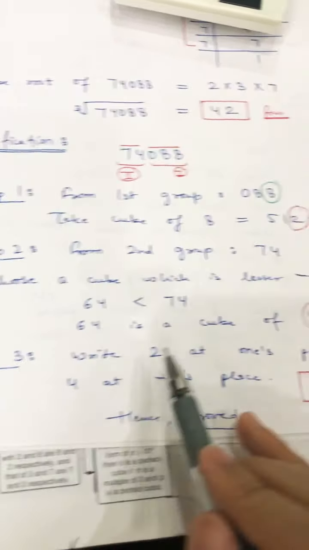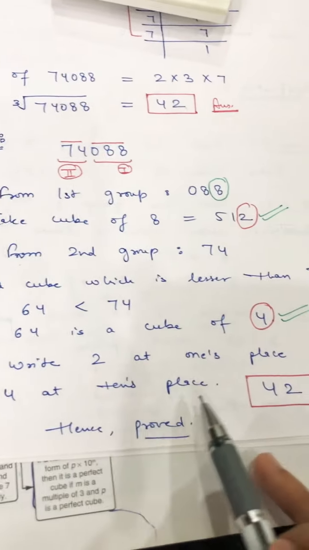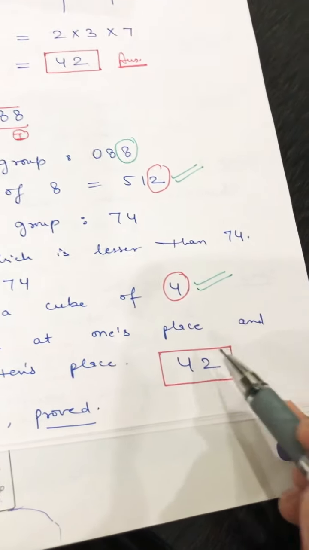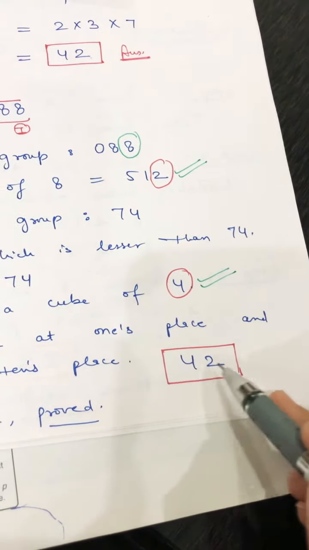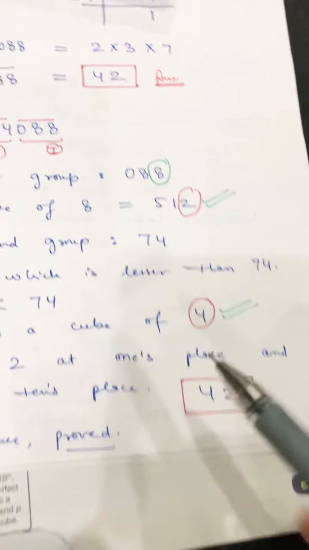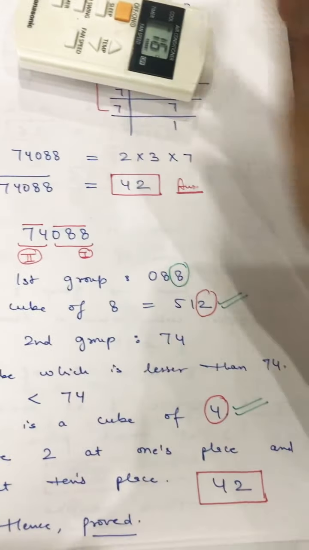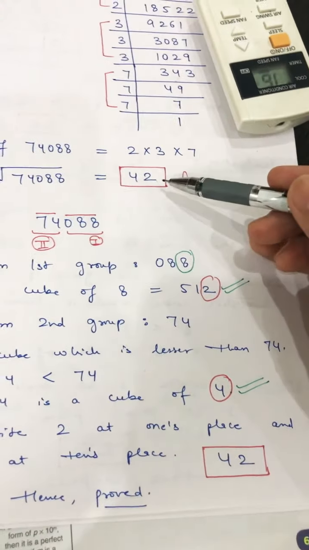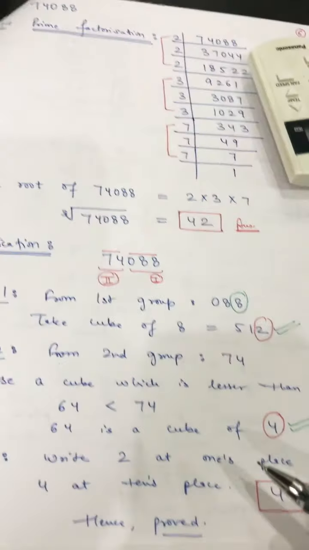Step number 3 is write down this 2 at 1's place and 4 at 10's place. So write down 2 at 1's place and 4 at 10's place. So your answer is 42. You can match your answer from the above prime factorization. Your answer was 42, and here your answer is coming 42. So hence you have verified the question.